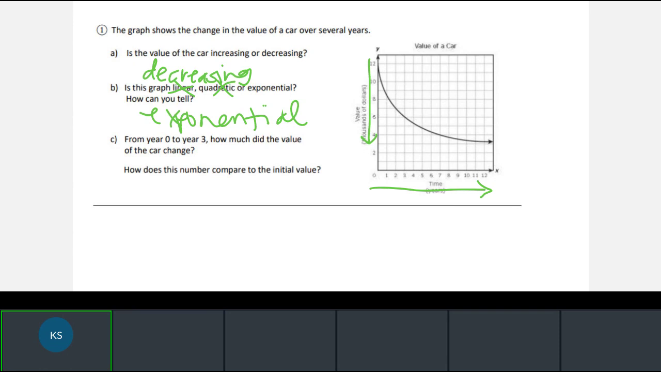And the last question, from year 0 to 3, how much did the value change? The car started here. We'll call it $12,000. At year 3, it was at $6,000. So there was a $6,000 decrease. How does this number compare to the initial value? Well, 6,000 is actually half of 12,000.